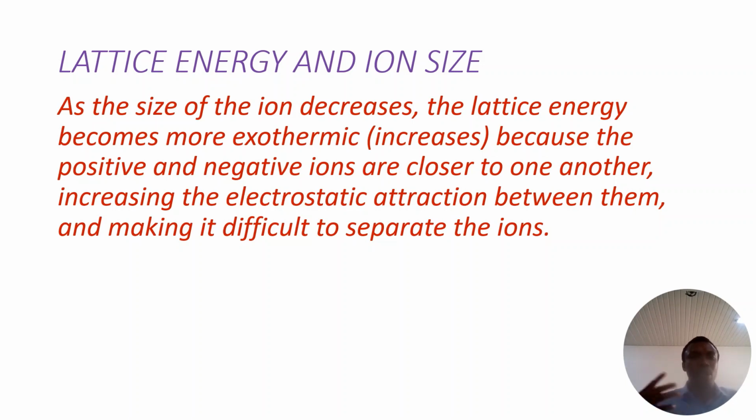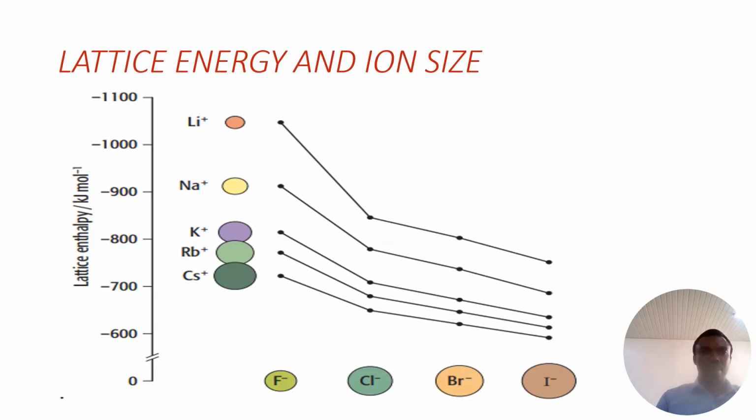Increases, because it becomes what? More exothermic. So as the ionic size decreases, the lattice energy becomes more exothermic. There'll be a greater attraction between the oppositely charged ions. So looking at the graph before us, this is a graph of lattice enthalpy against what? Against ionic radius or ionic size.